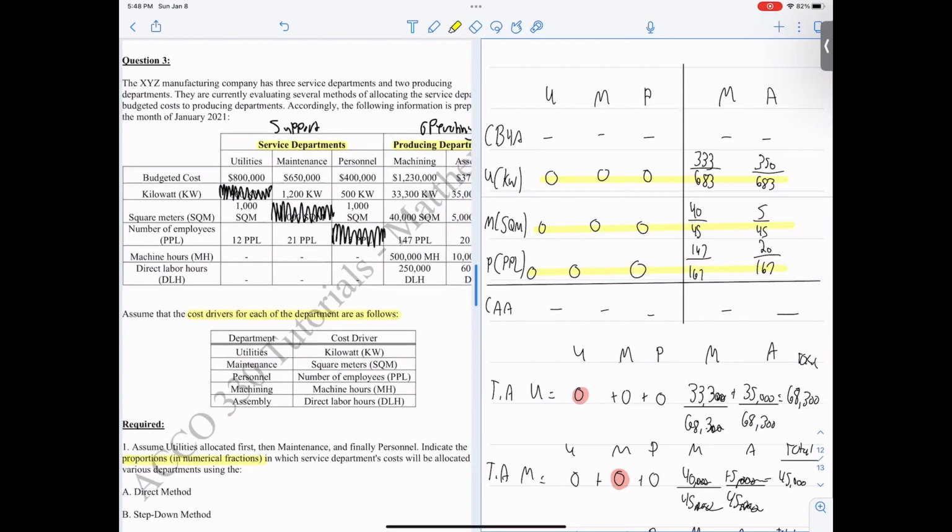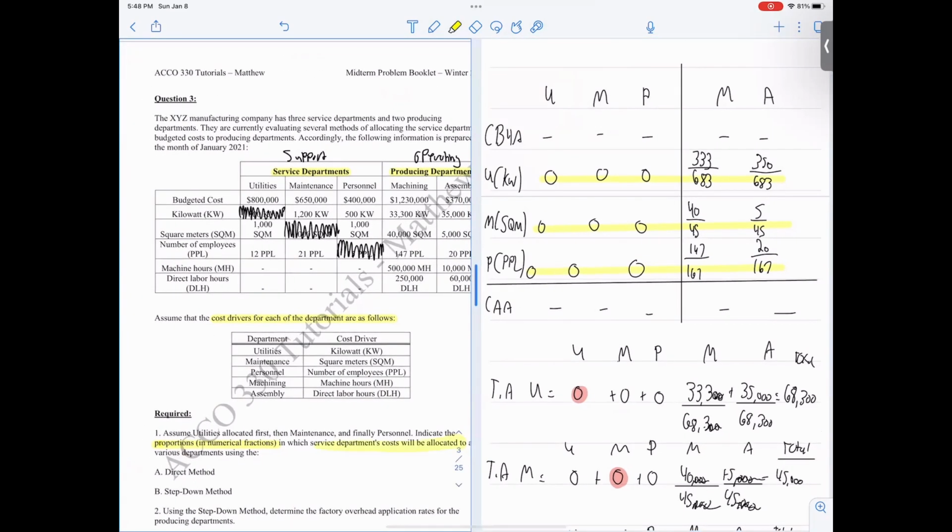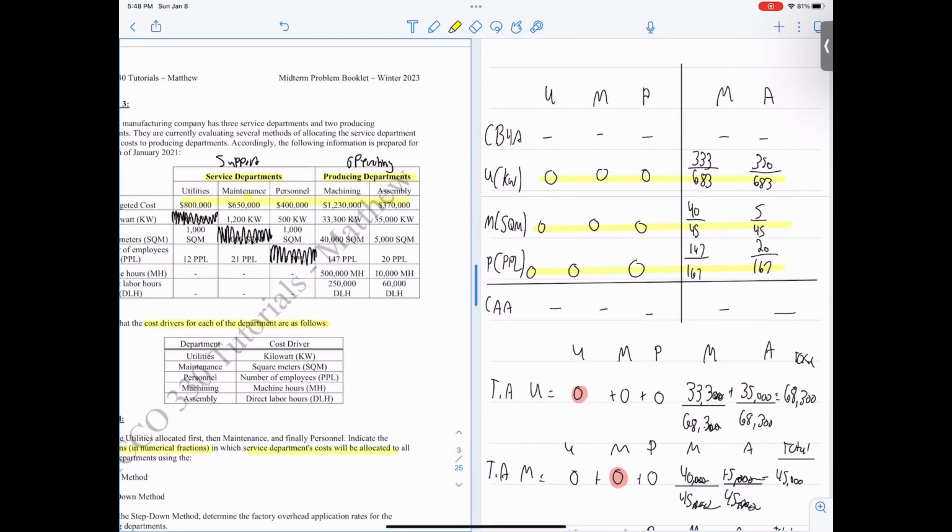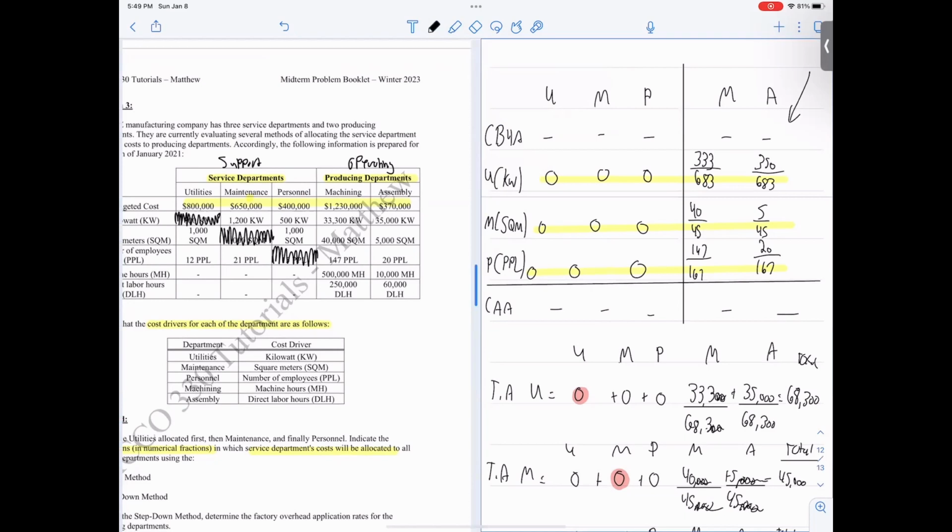Indicate all the proportions that the service departments would have used. So guys, if we were allocating these costs here, these are the proportions we would have used using the direct method. This is how it would look. So guys, whenever you get a question that asks for proportions, you build your allocation schedule like we did here, but leave the cost sections blank, put in your proportions, and you're set.